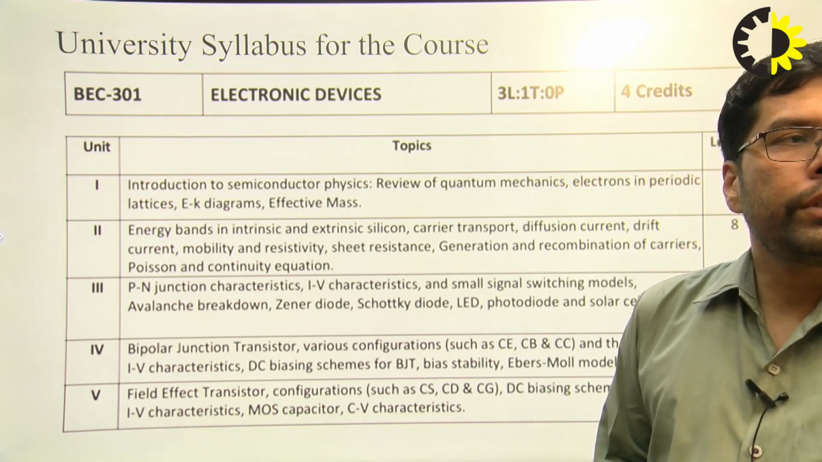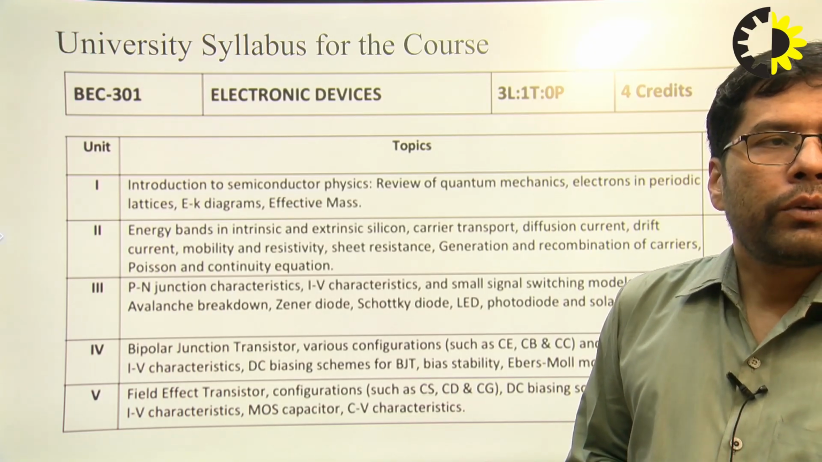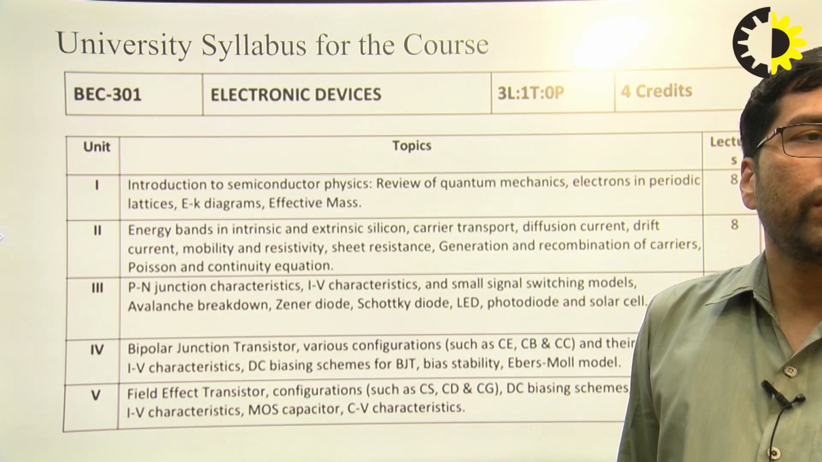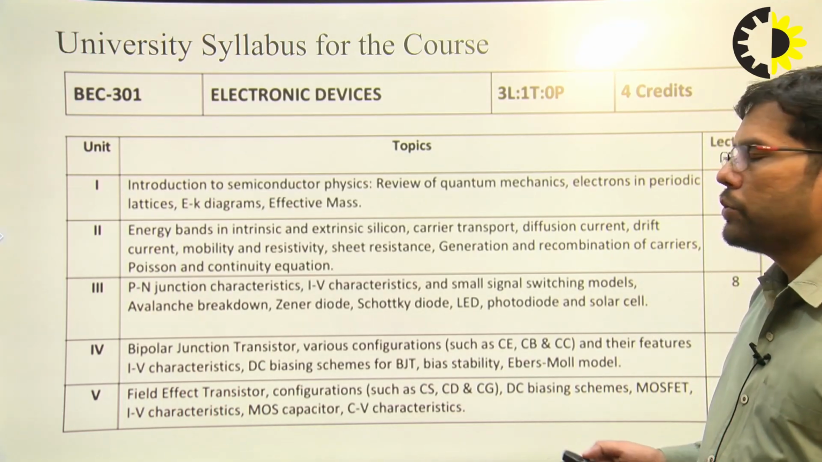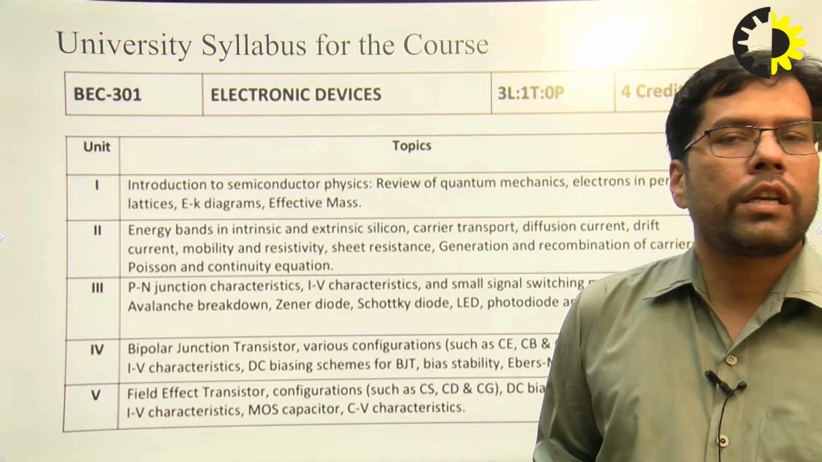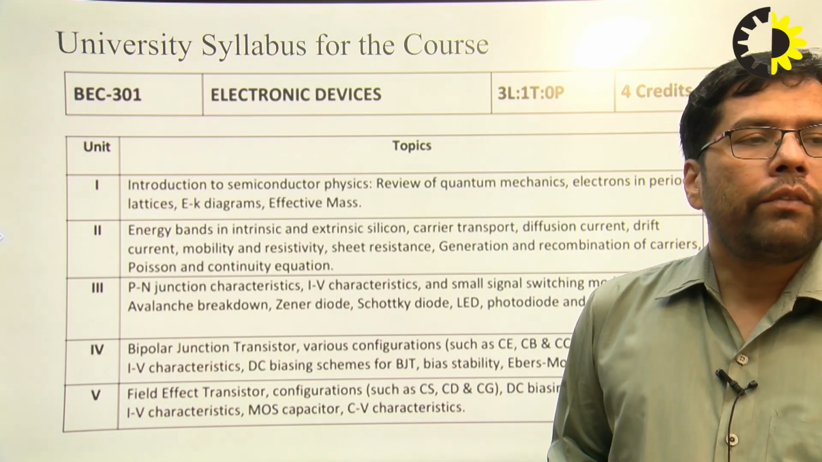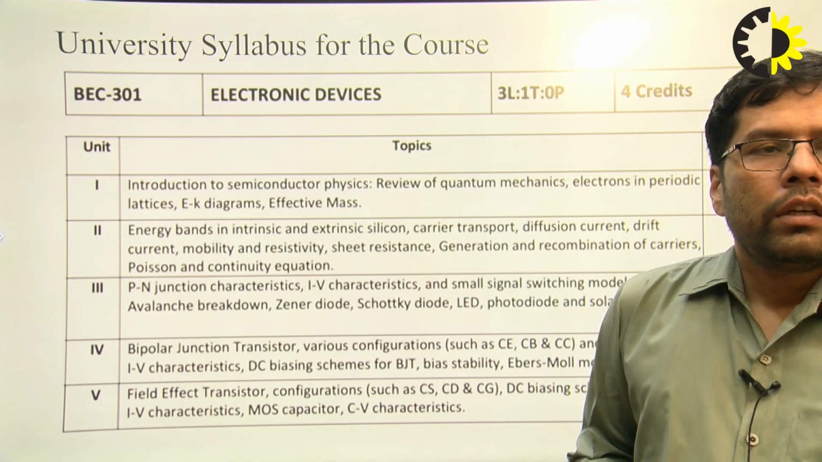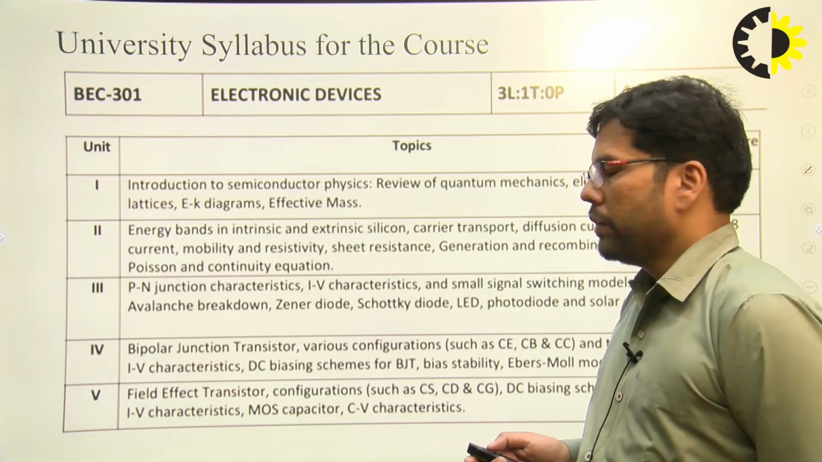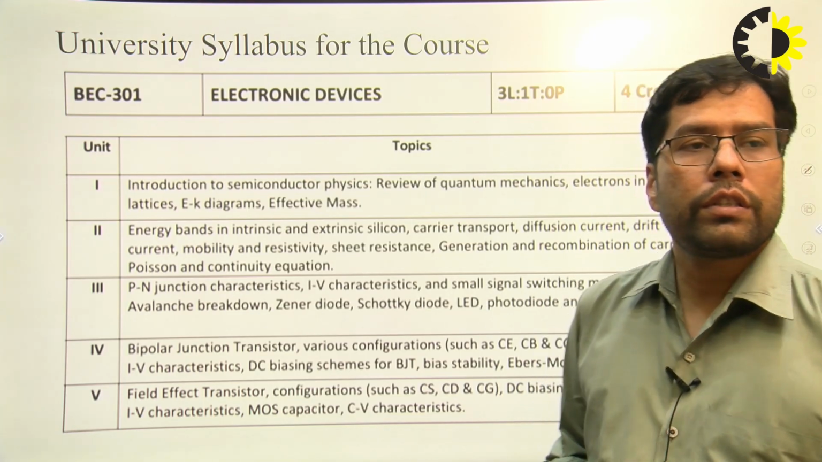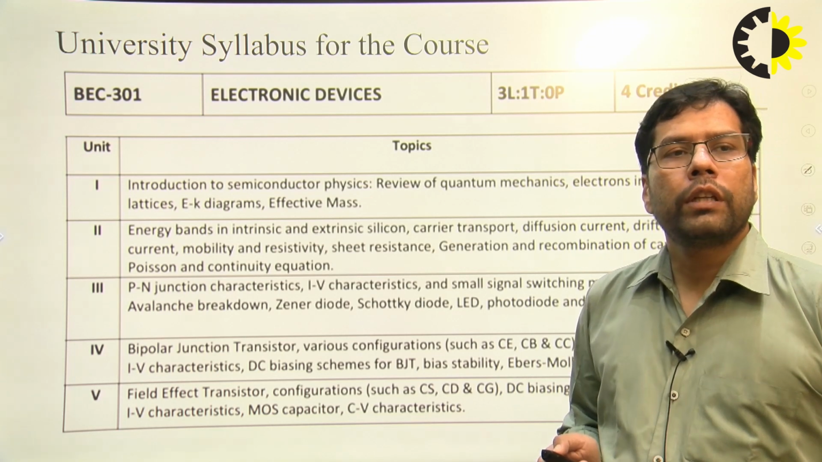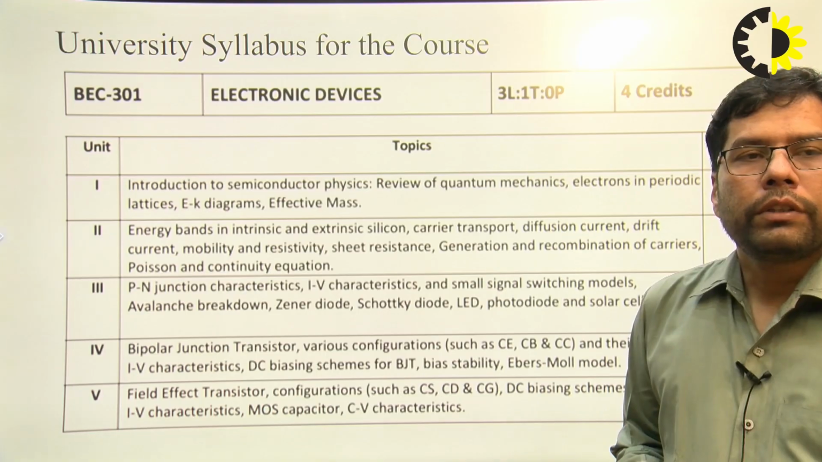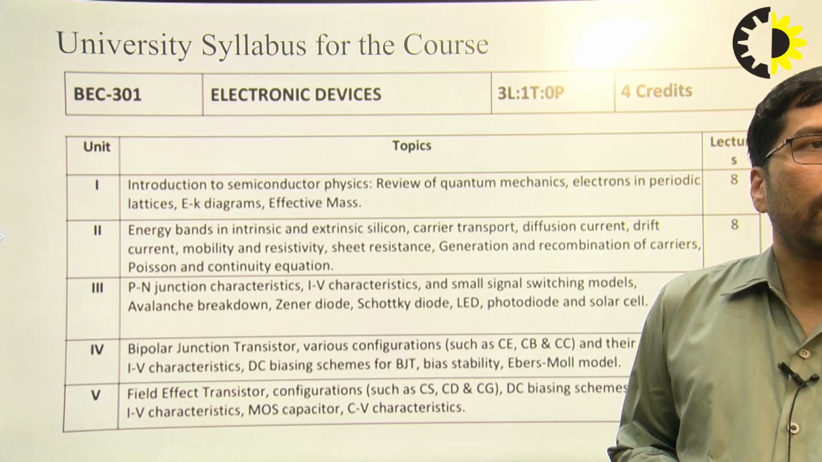And the third unit is related to the PN junction diode characteristics, IV characteristics, Zener breakdown, avalanche breakdown, etc. The fourth unit is related to the bipolar junction transistor, that is BJT. And the fifth unit is related to the field effect transistor, that is FET, where we have different kinds of configurations such as common source, common drain, and common gate, and all these topics we will learn in this subject, that is electronic devices.